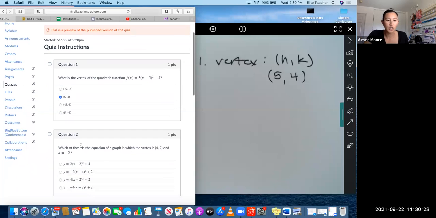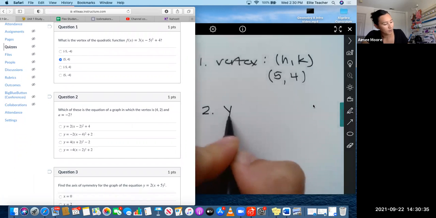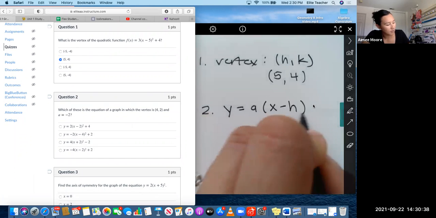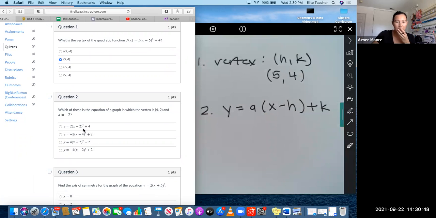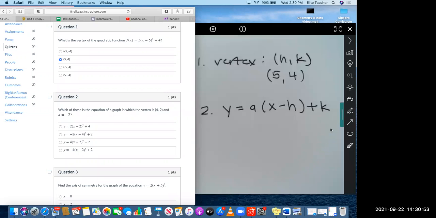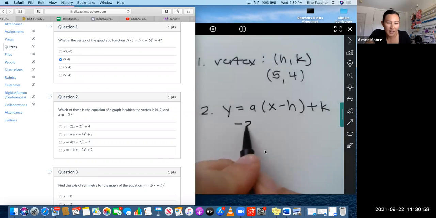All right. Which of these is the equation of a graph in which the vertex is 4, 2 and a equals -2? So y equals a times x minus h squared plus k. So you can go ahead and plug in that info that they gave us. And then you'll have the equation. So tell me, is it my 1, 2, 3, or 4 when you plug it in? It's number 2. Number 2, John? So A is -2, that's right.